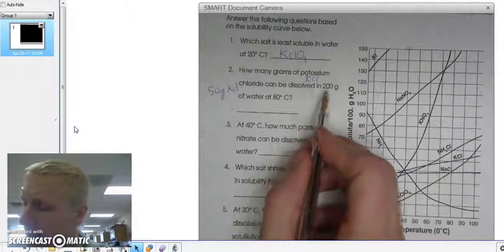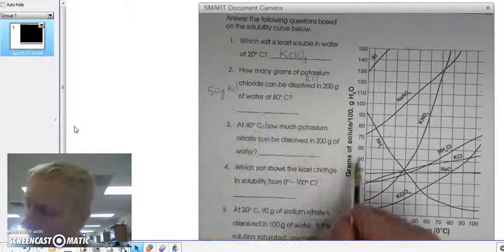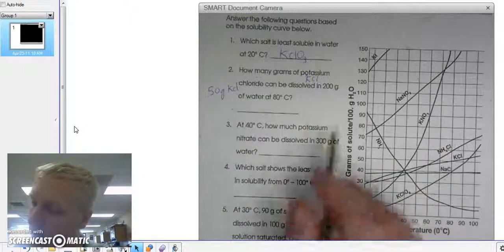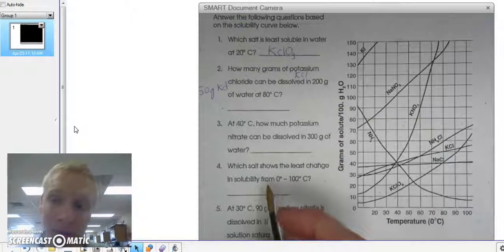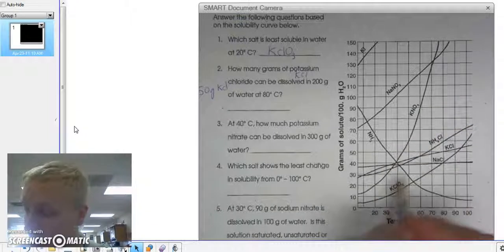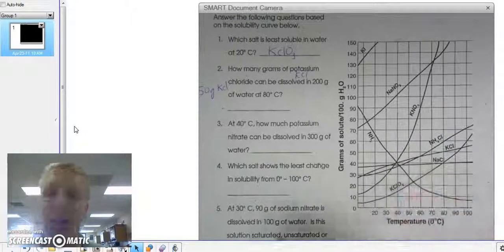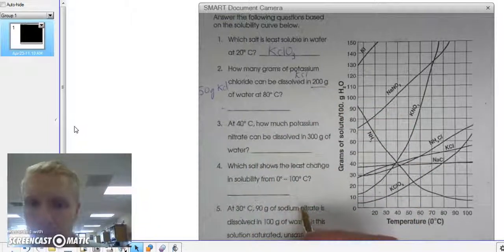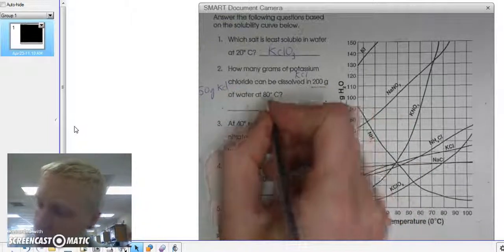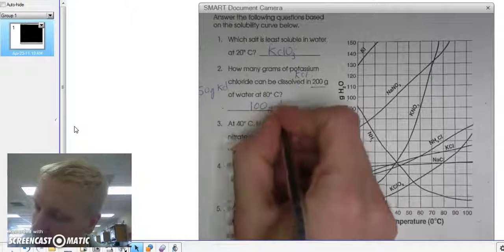But it says dissolves in 200 grams of water. This graph is a representation of 100 grams of solvent, or water. So basically you take any answer you found from this graph and you multiply it by 2, because 100 times 2 is your 200. So 50 times 2 is going to be 100 grams of KCl.